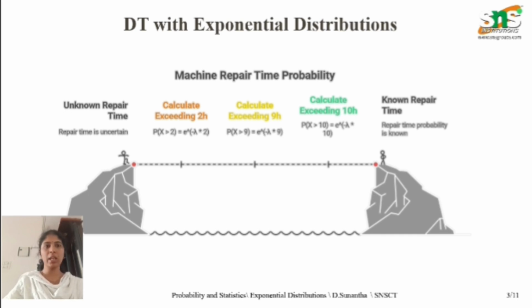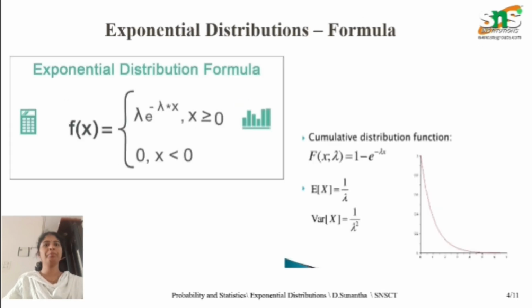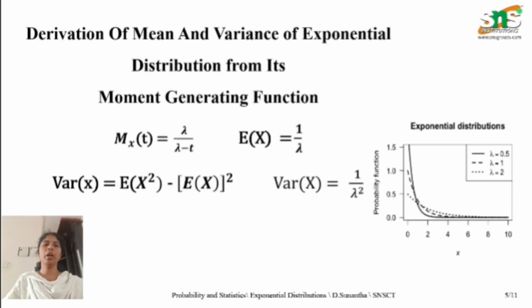In this exponential distribution, we have one property called the memoryless property. Before that, let us see the formulas for mean and variance. Here F of x, lambda is 1 minus e power minus lambda x, and E of X, that is the mean, is 1 by lambda, and variance is 1 by lambda square. Here is the moment generating function: M X of t is lambda by lambda minus t, and variance is E of X square minus E of X the whole square, which is equal to 1 by lambda square.